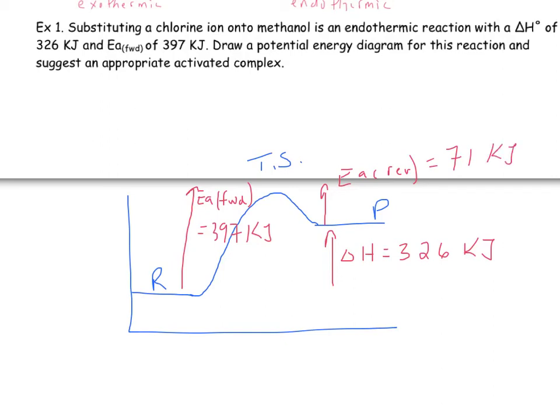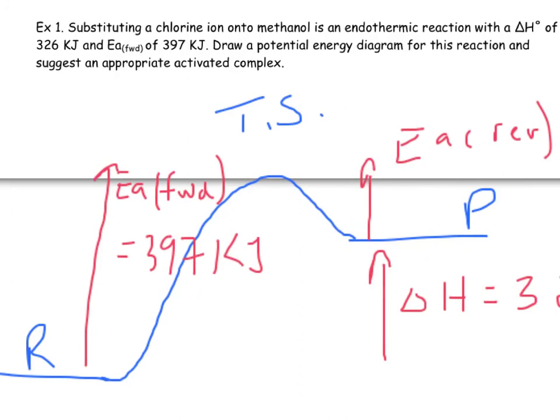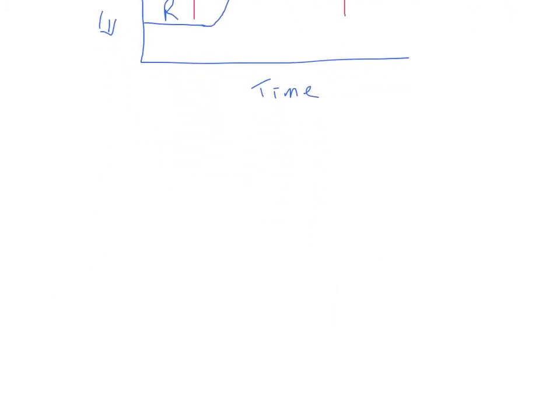Now don't forget the labels on your diagram. This here is energy, and then on the x-axis we have time. Now to address the second part of the question, it asks us to suggest an appropriate activated complex. Remember, an activated complex is a mixture of the reactants bonded together with temporary bonds.